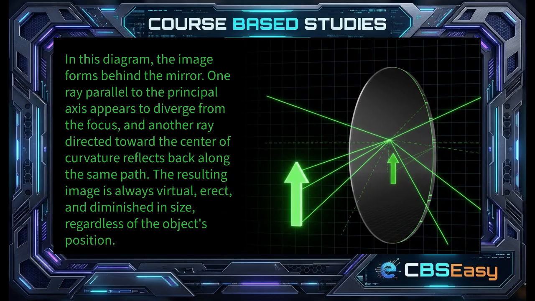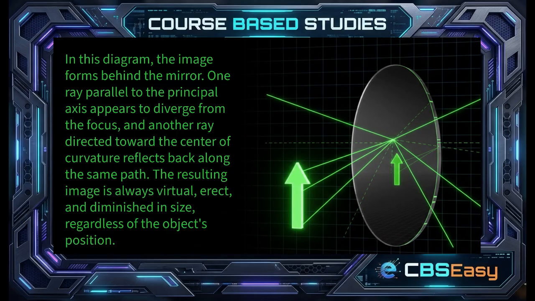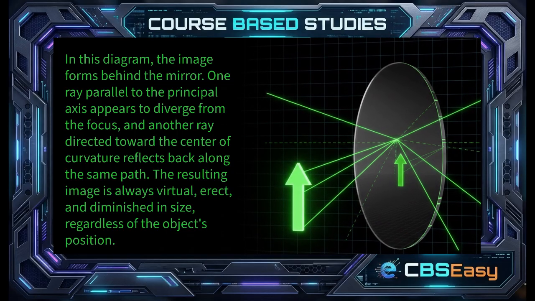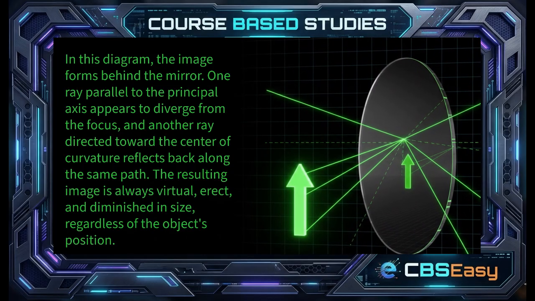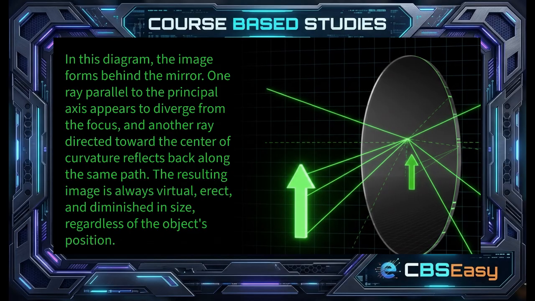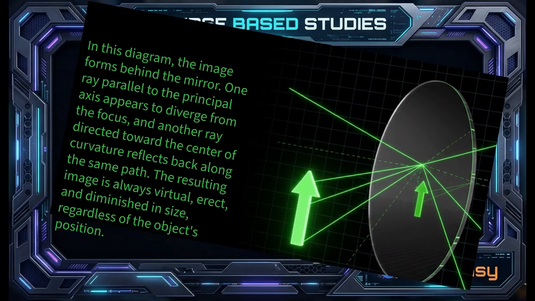One ray parallel to the principal axis appears to diverge from the focus, and another ray directed towards the center of curvature reflects back along the same path. The resulting image is always virtual, erect, and diminished in size regardless of the object's position.